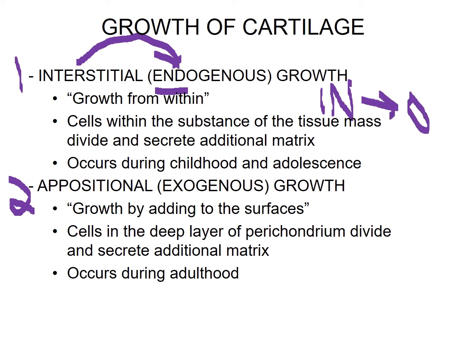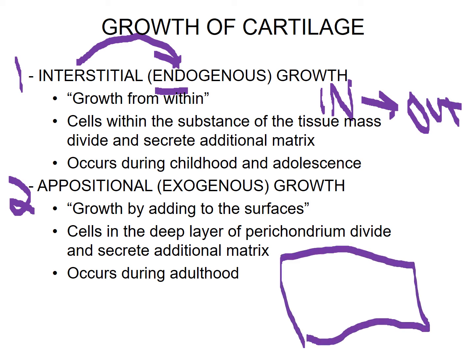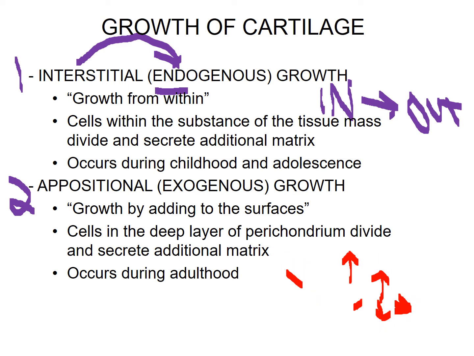So picture that we have a square of tissue. I'm going to draw it here at the bottom. We have a square, or a rectangle, and then we have all of these cells secreting this jelly matrix in all different directions. And what that's going to do is increase pressure and forces along the edges, and it's going to force this rectangle to grow in size and get bigger. So it's literally growing from the inside out. And once again, that occurs more so during childhood and our adolescence.